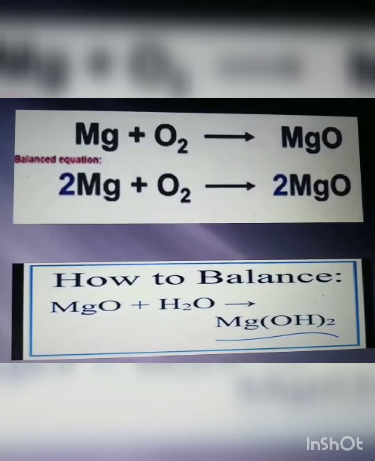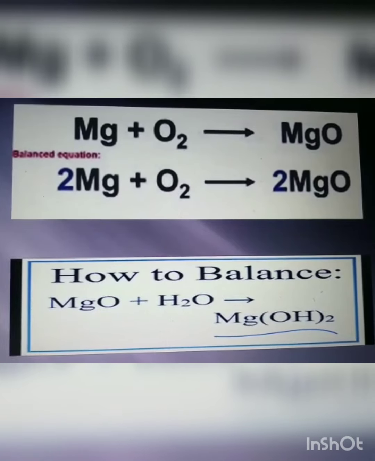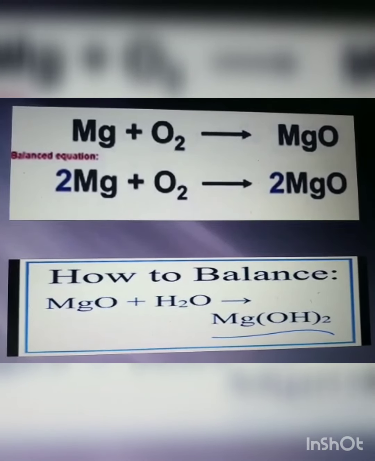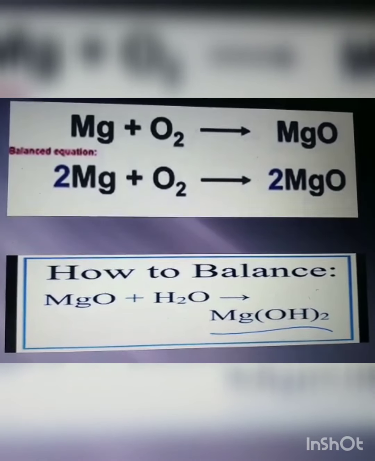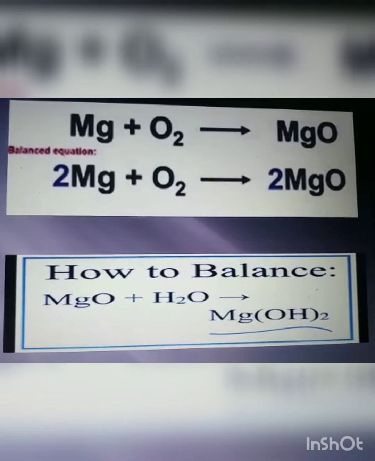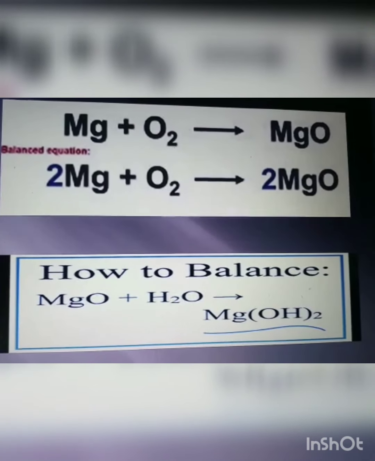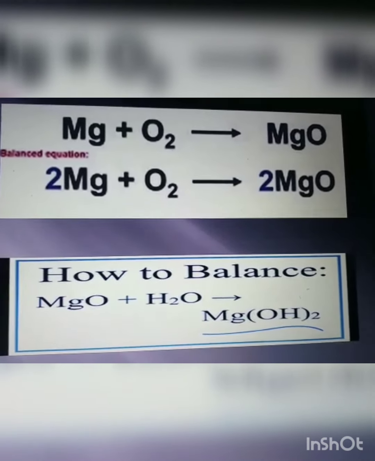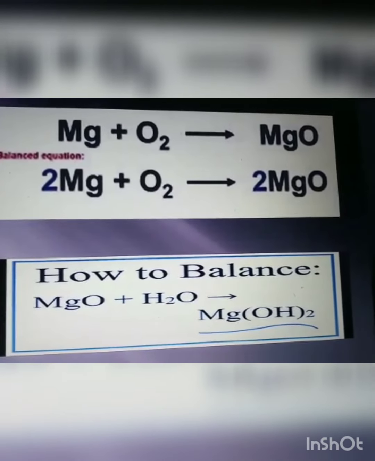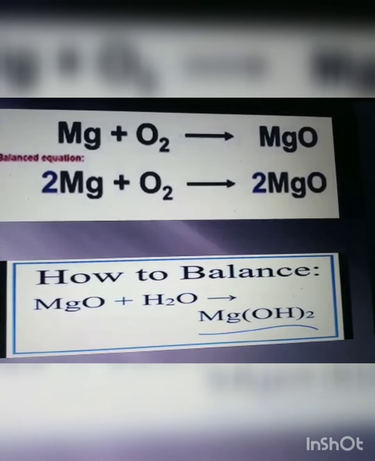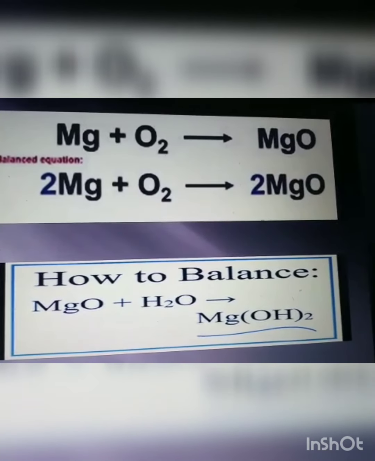See, in this equation, first it is Mg plus O2, that is MgO. It's a symbolic representation only of magnesium, dioxygen and magnesium oxide. Now, the second equation, if you will see, it's a balanced chemical equation. It is 2Mg plus O2, it gives 2 molecules of MgO, that is 2 molecules of magnesium oxide.